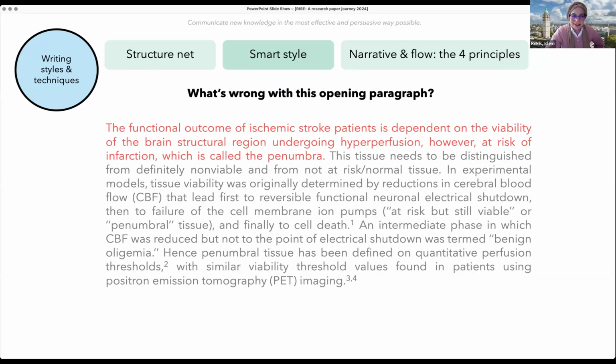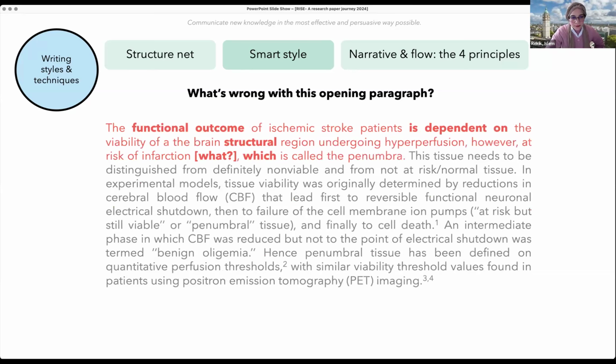It's kind of complicated. It's like you're projecting, or you're talking about different things, and you're defining at the wrong moment. Like here, you're defining the penumbra at the very end, right? So let's look at how can we write this better. So here, the functional outcome. So you start with the outcome. So when you start with the functional outcome of ischemic stroke patients dependent on, this gives me a sense of directionality. So very important. Remember, guys, your first sentence will point to what you're trying to solve.